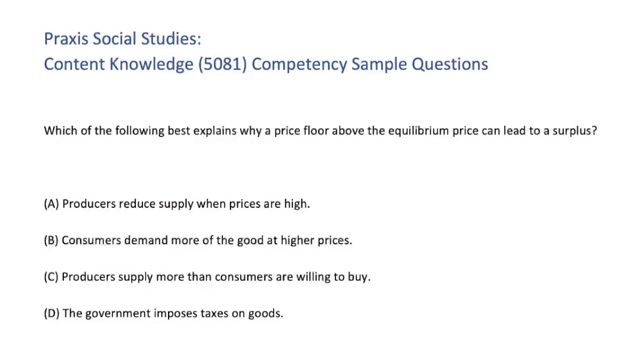Which of the following best explains why a price floor above the equilibrium price can lead to a surplus? Would it be A, producers reduce supply when prices are high? B, consumers demand more of the good at higher prices? C, producers supply more than consumers are willing to buy? Or D, the government imposes taxes on goods?